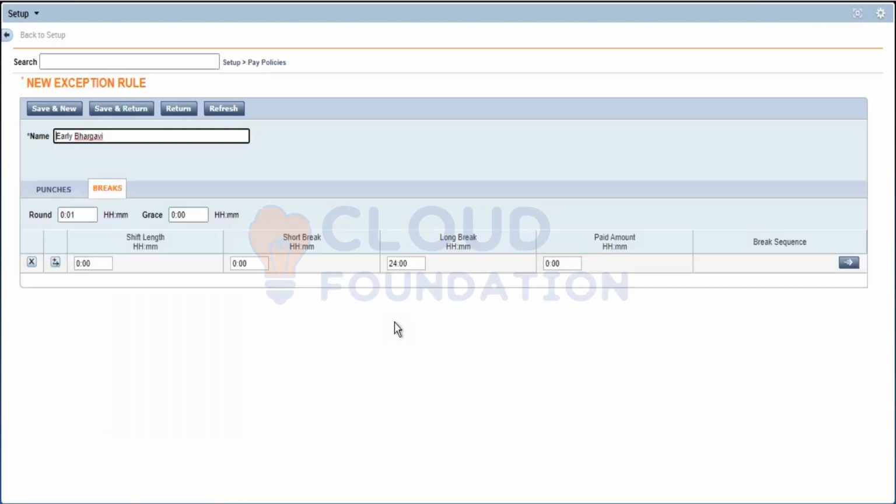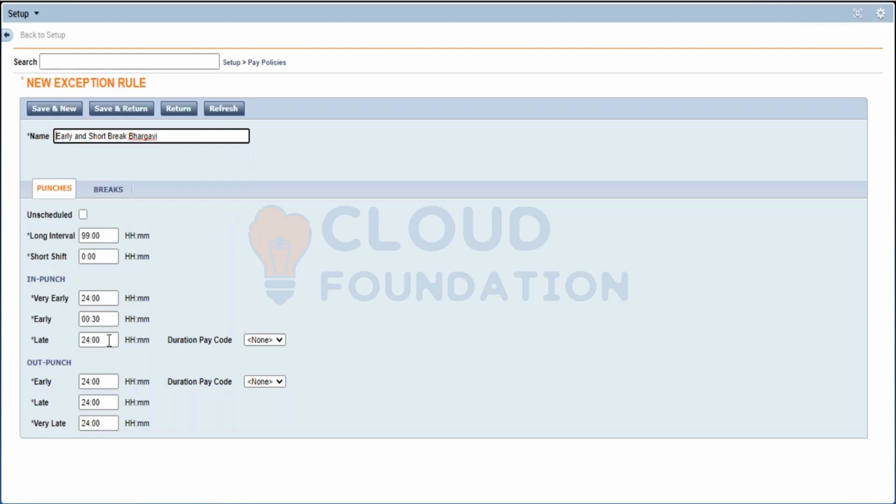Usually for breaks, if an employee has taken a short break, say his scheduled break is 30 minutes but he's only taken 25 minutes, this is going to flag the system and we will know. Short break. So this is just to let the system know how to pick up time cards when there is a deviation from the shift. Okay, so that is exceptions.